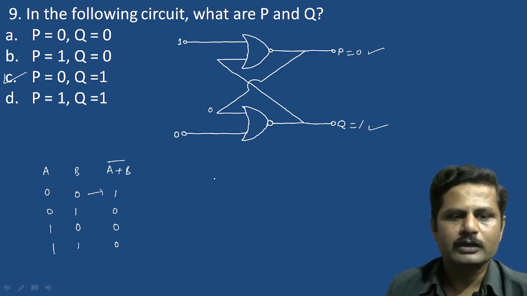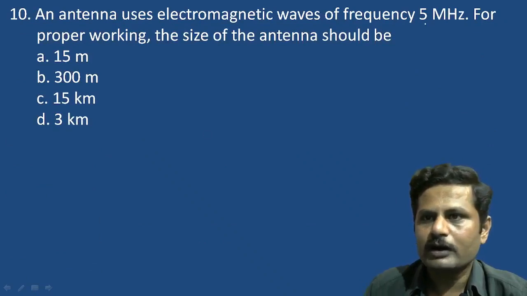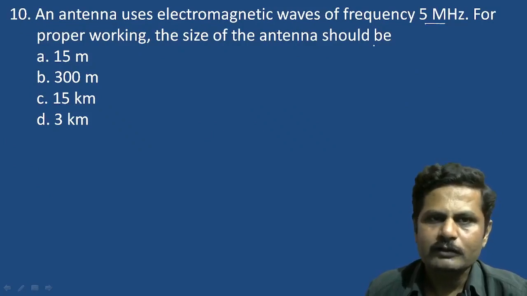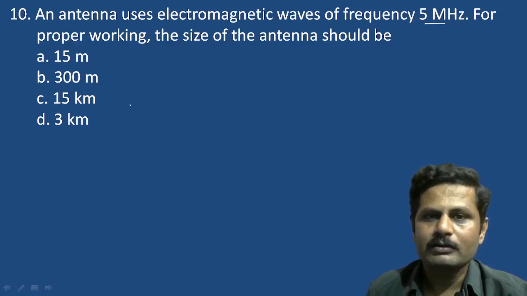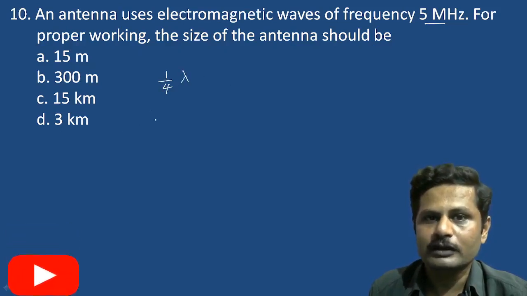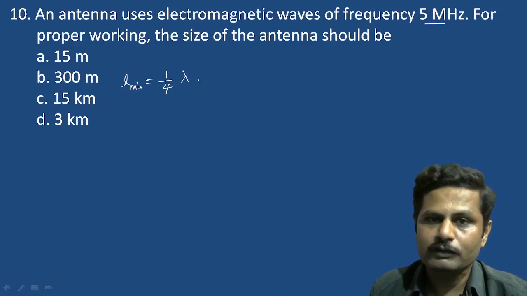Okay, let's move to the 10th question. That is, an antenna uses electromagnetic waves of frequency 5 MHz. For proper working, the size of the antenna should be. As we all know that for effective transmission and reception of a signal, the height of the transmission or receiving antenna should be comparable to 1/4, that is quarter of the wavelength of the frequency used. That is the minimum length of the antenna should be equal to quarter of the wavelength of the frequency used.